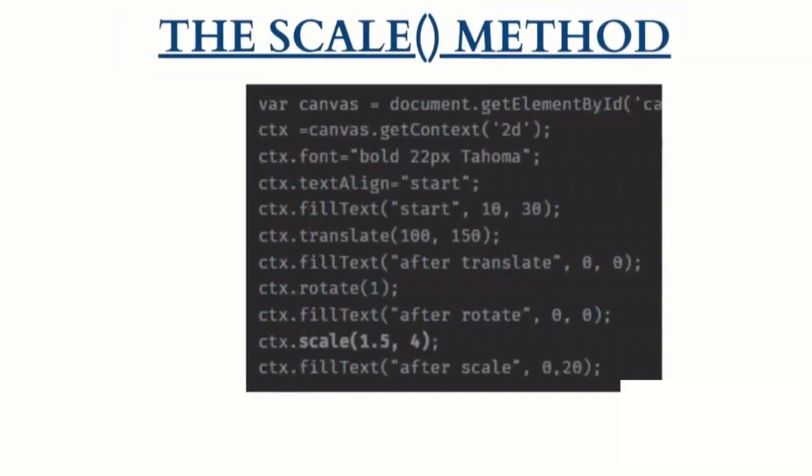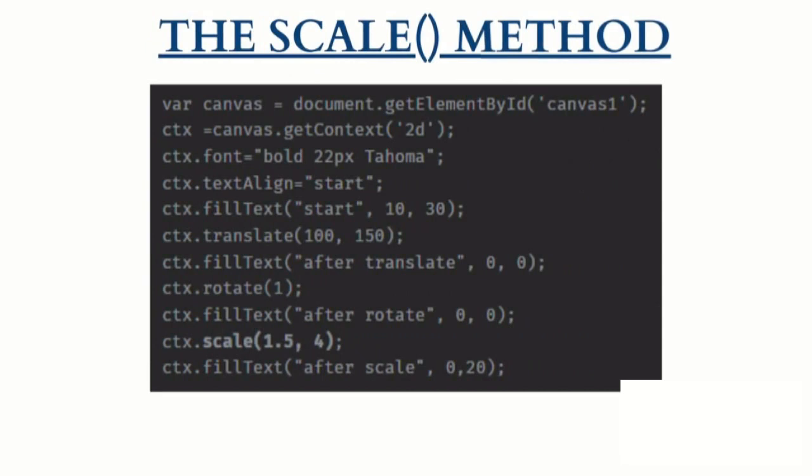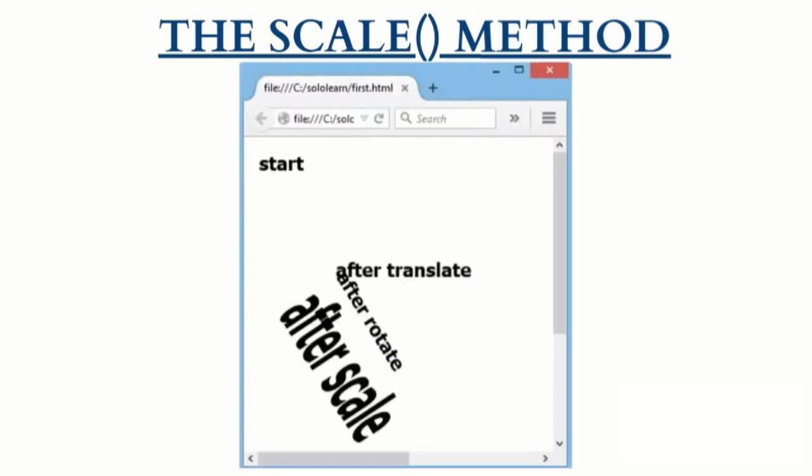The scale method scales the current drawing. It takes two parameters: the number of times by which the image should be scaled in the X direction, and the number of times by which the image should be scaled in the Y direction. This will scale the canvas 1.5 times in the X direction, and 4 times in the Y direction.